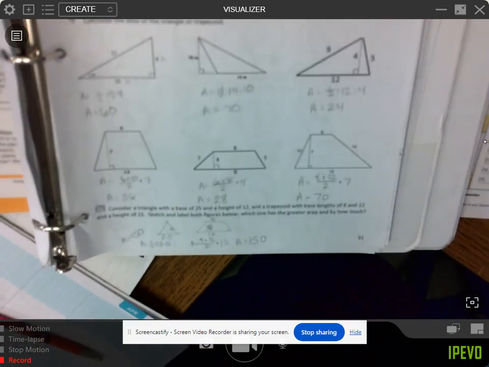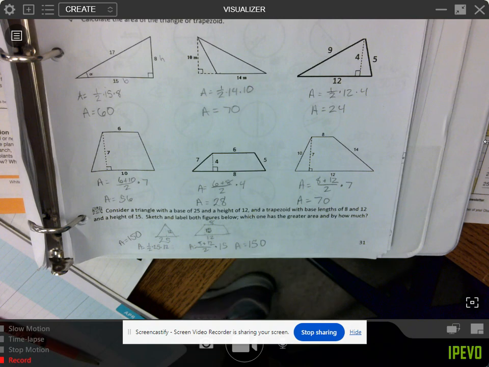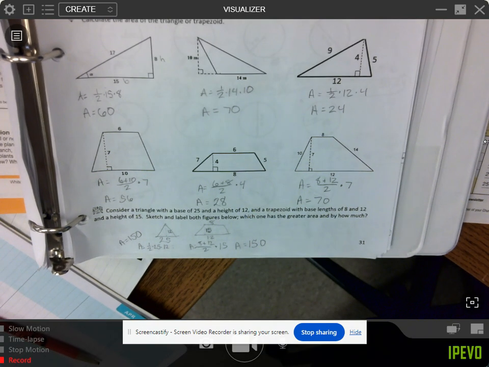Our areas for that top triangle were 60, 70, and 24. Any questions on the areas of the triangles? So you needed to make sure that you're getting the correct area. For our trapezoids, we have 56, 28, and 70. Any questions on the trapezoid areas? If you got a different number, can we find the mistake?